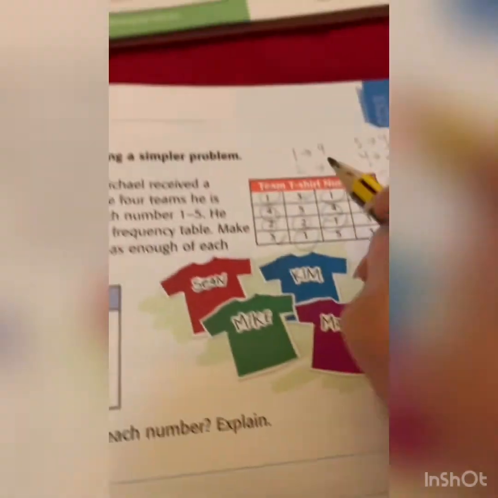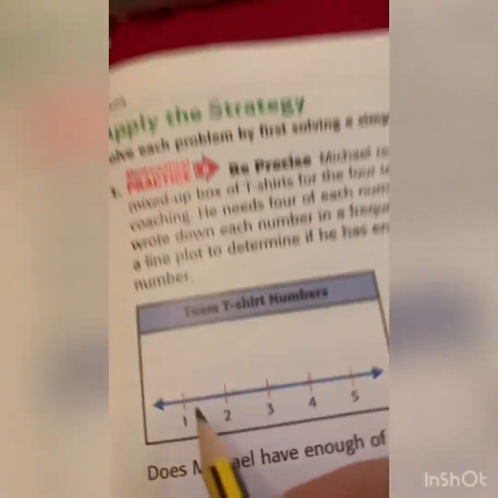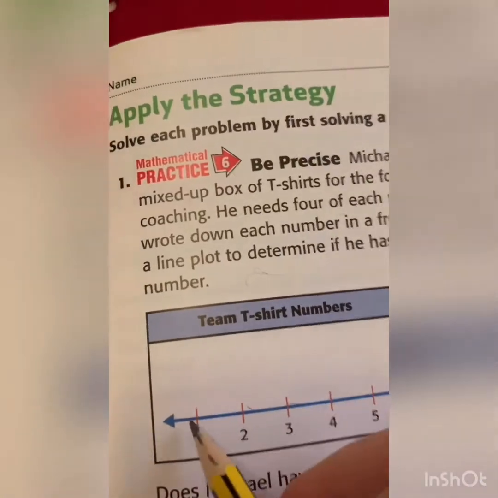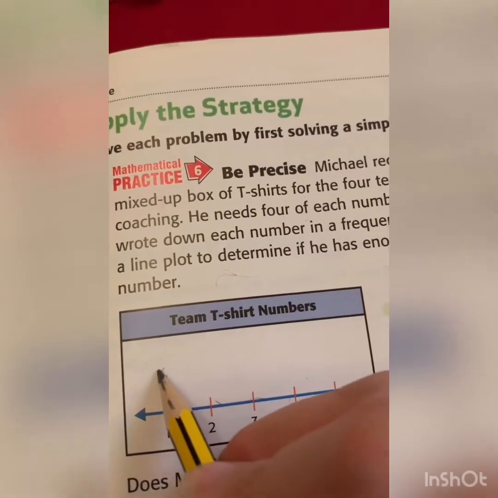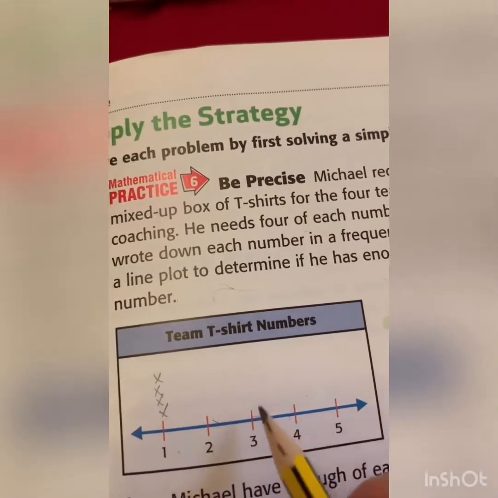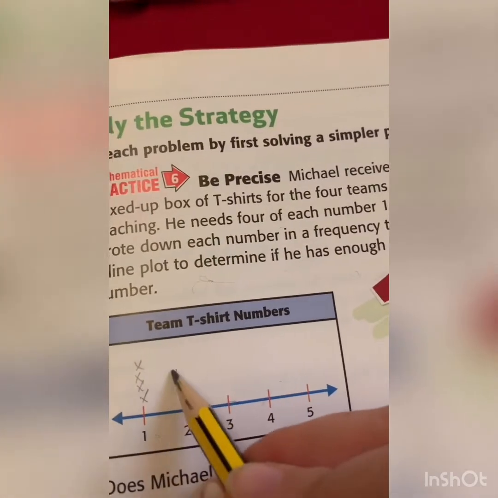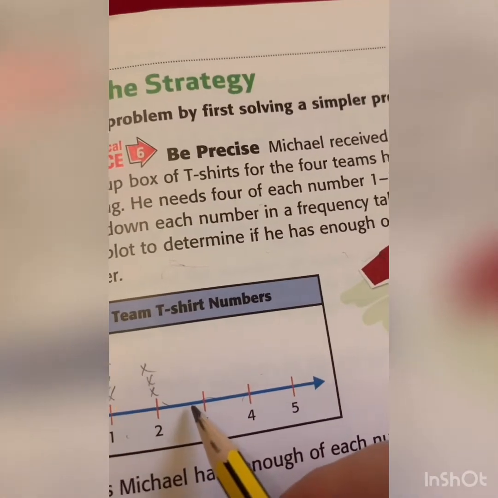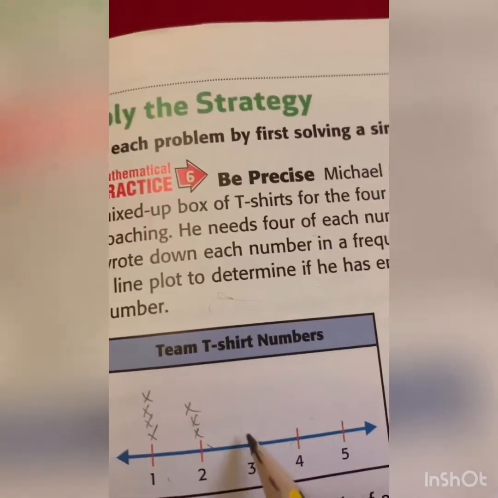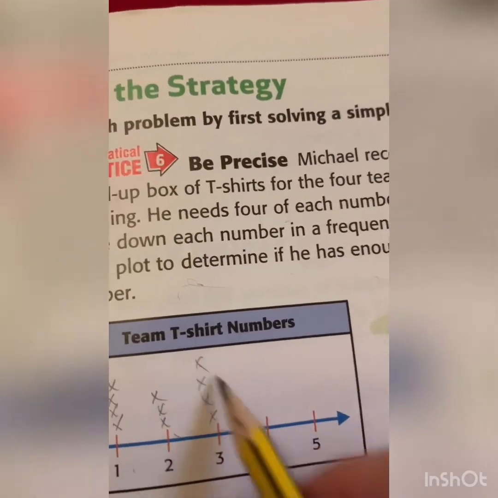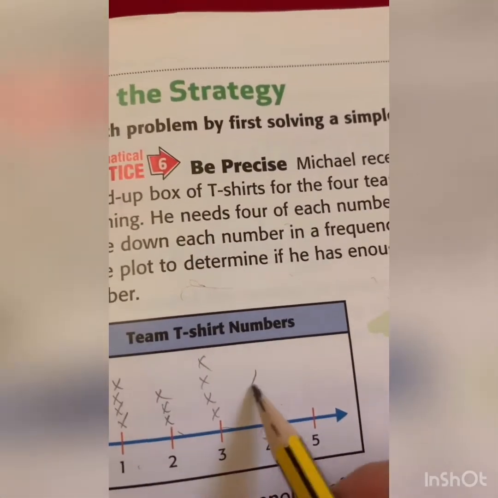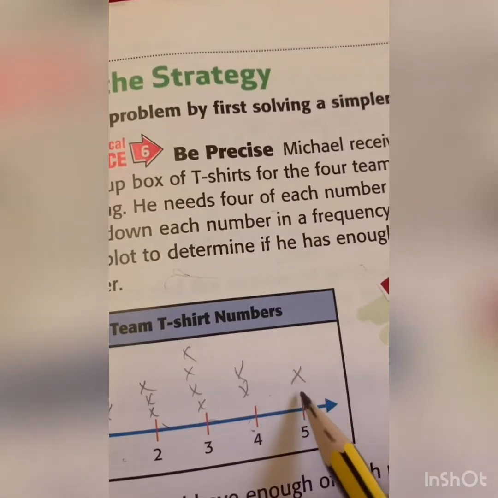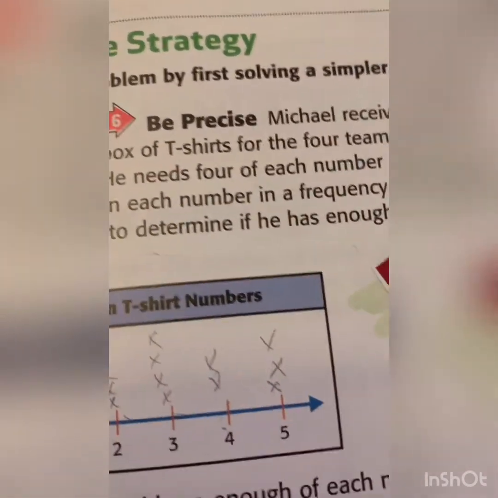Okay, so let's draw them on the line plot. So we said for 1, 4: 1, 2, 3, 4. For 2, we have 3: 1, 2, 3. For 3, we have 4: 1, 2, 3, 4. For 4, we have 2. For 5, we have 3. Okay, that's it.